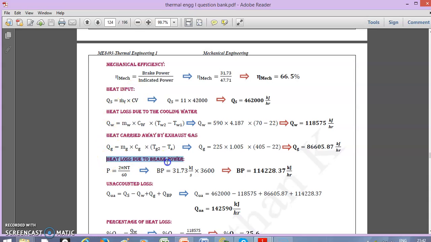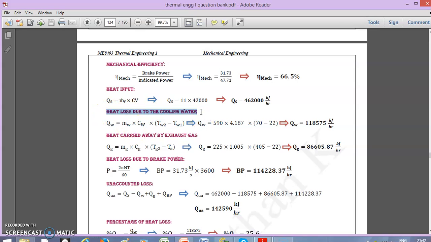Then we have to go for the useful heat. We should not say that it is lost due to brake power. It is the quantity associated with the useful heat, that is brake power, 2 pi NT by 60. That is 31.73 kilojoule per second. We have to convert this into hours, so we are multiplying by 3,600. So it is 1,14,228.37 kilojoule per hour.